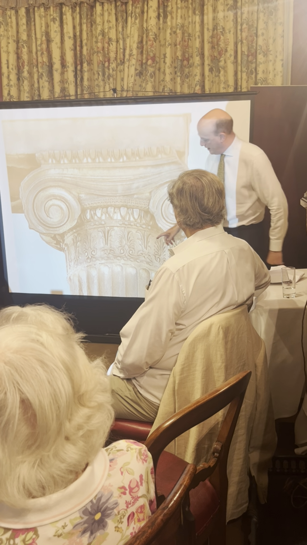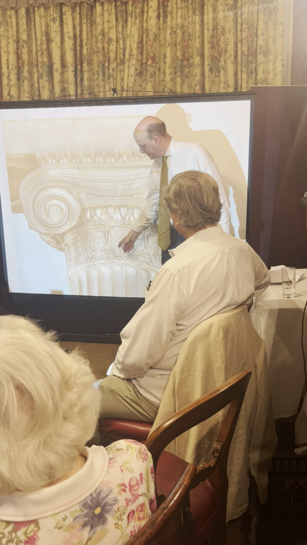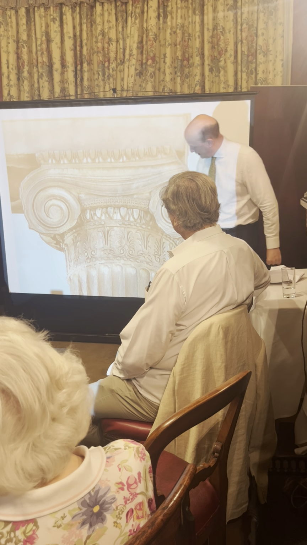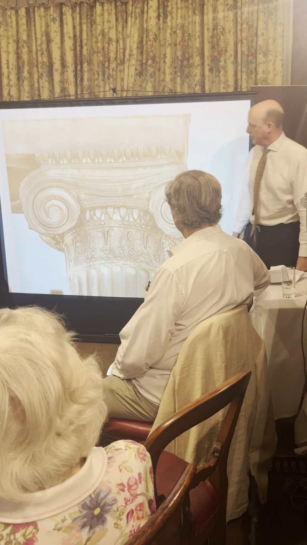And also another very familiar symbol is the honeysuckle symbol. It's lovely, beautiful honeysuckle here with the fluting below.